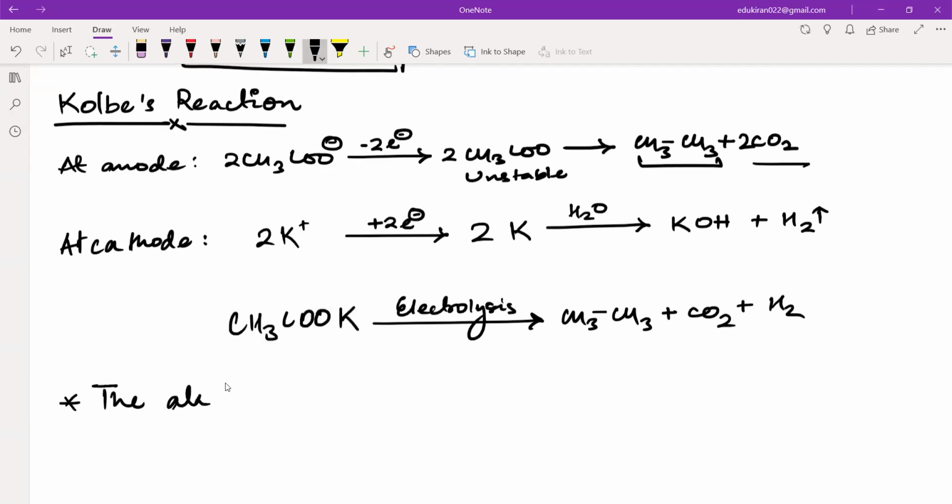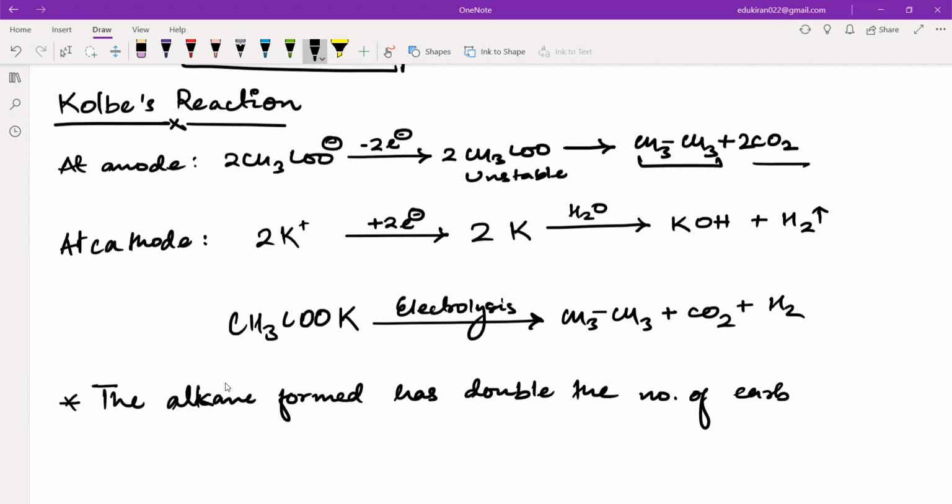The alkane form has double the number of carbon atoms present in the alkyl group of the acid.